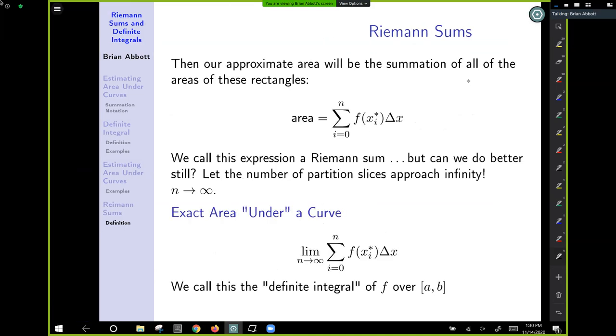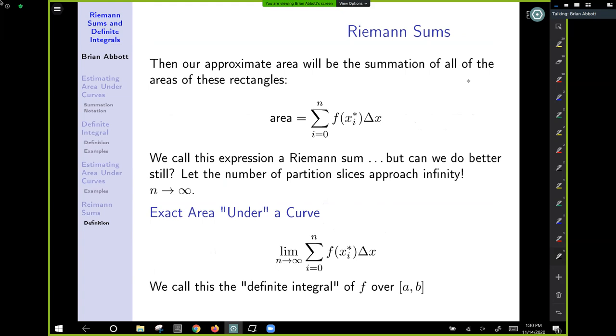Once we've established those rules, all we do is sum these things up. So our approximate area will be the sum of all of these areas of these rectangles. The area is going to be the summation, from 1 to n, of your heights, based on an interior point for every interval, times the width of the base, the size of the step. And that expression is called a Riemann sum.